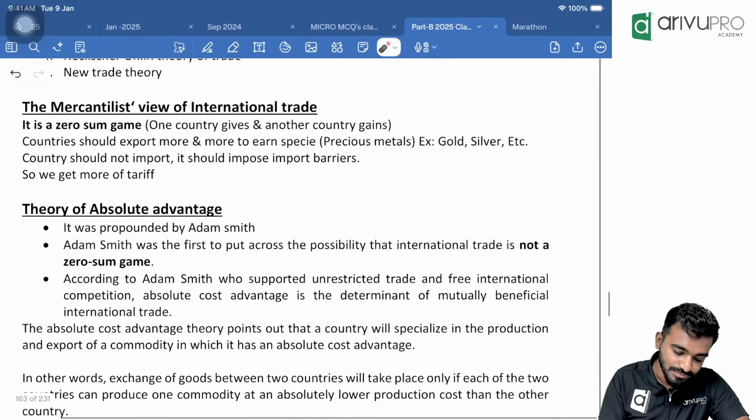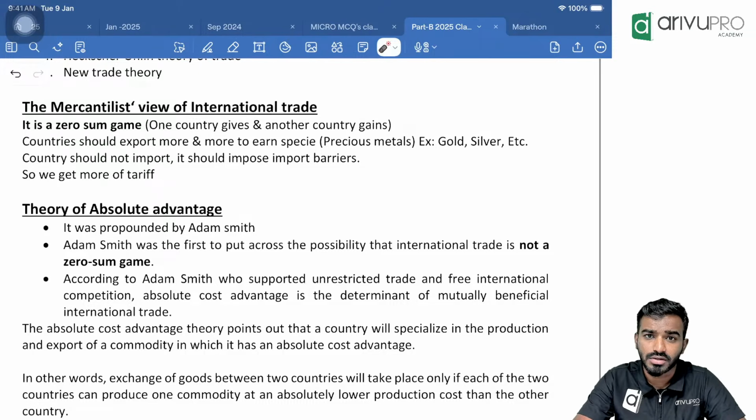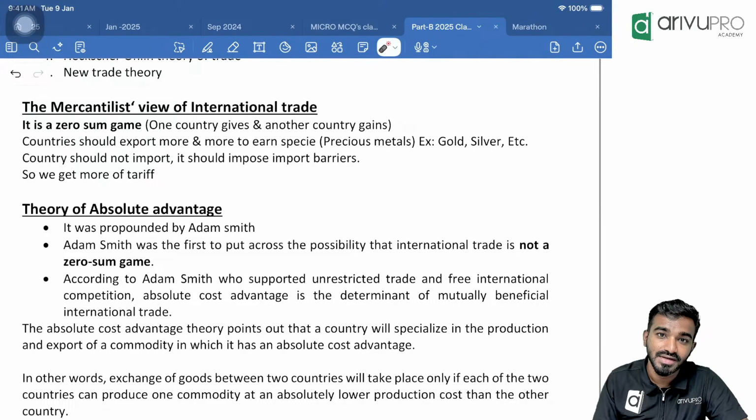The very first one, the theory of mercantile view. What exactly is this theory? That means a nation will always try to only export. We don't want to import at all. We should impose barriers on import. We have to only export goods and services. That is what they say.